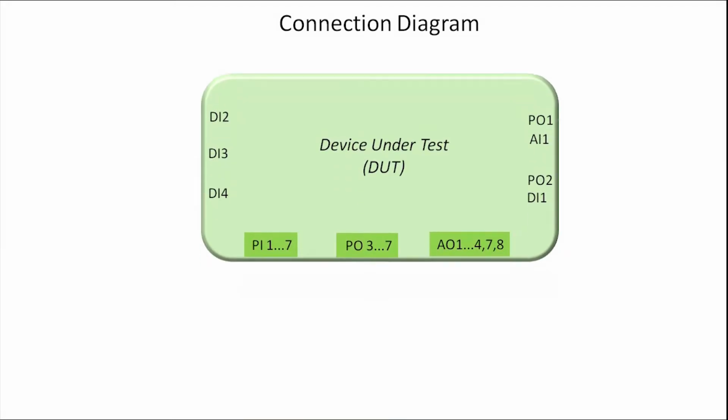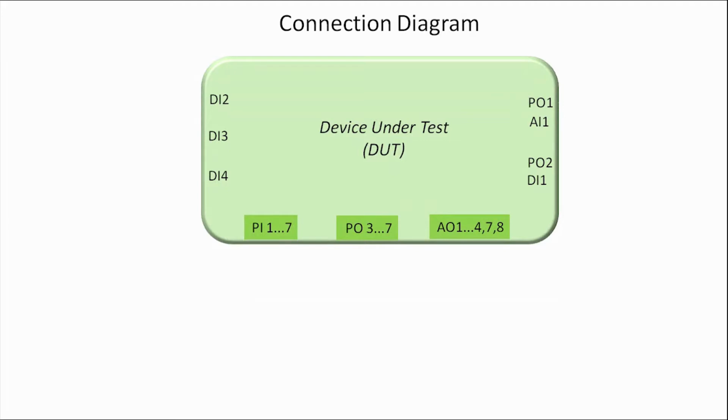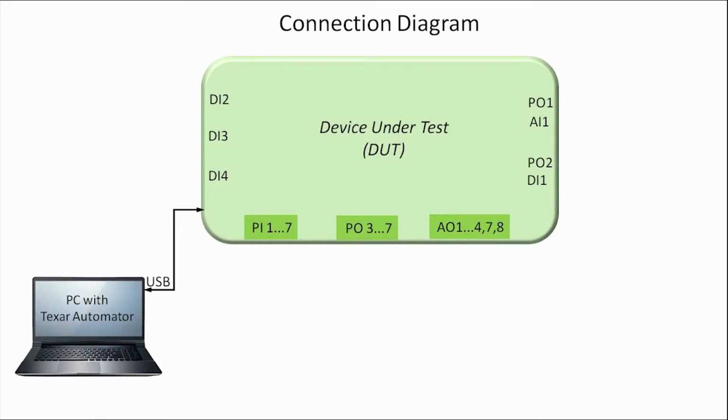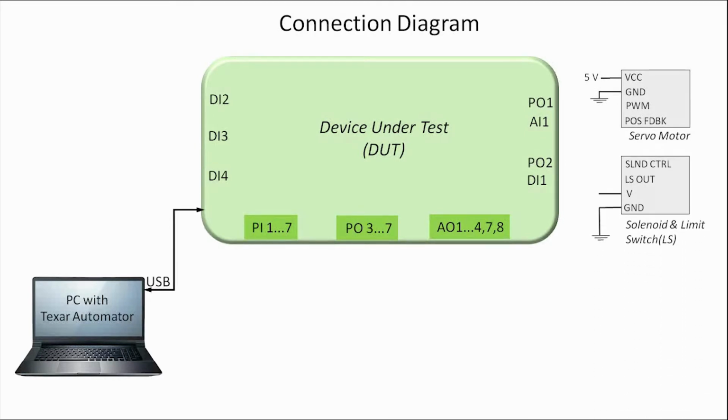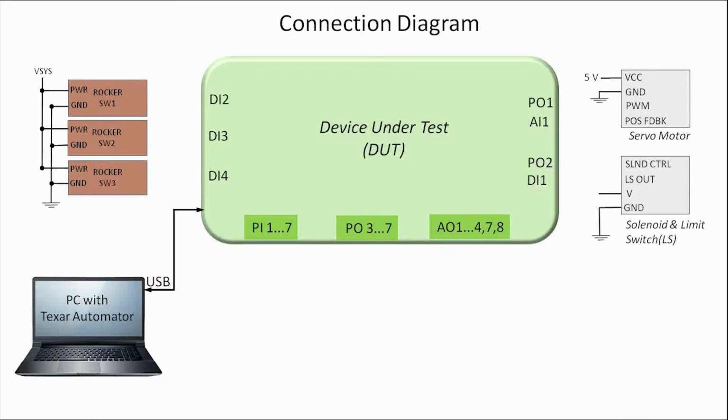Let us look at the high-level connection diagram of this demo. This is the electronic board, or DUT. In fact, we are using another T7000P board as the DUT for this video. This board is connected to the PC with Automator via USB. Let us say the requirement is to test some of the I/Os with actual loads, like servo motor, solenoid with limit switch feedback, and a few three-way rocker switches.